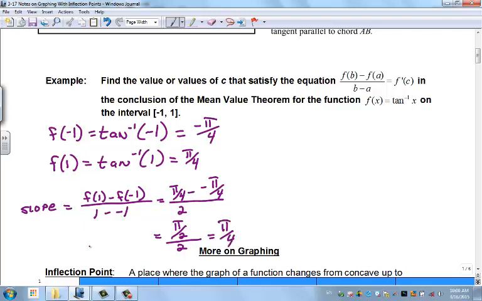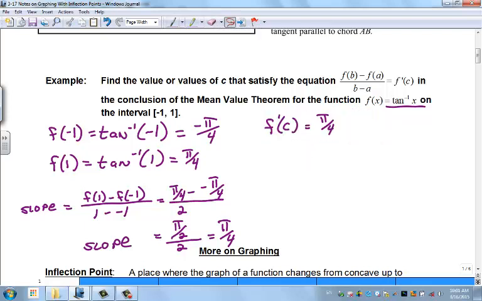So your slope between the 2 points is pi over 4. So there must be some derivative of this function, tan inverse of x, between -1 and 1 that is equal to pi over 4. So you're going to say there's some value c where f prime of c is equal to pi over 4. And you're trying to find what c is, what that x value is, where the derivative is pi over 4.